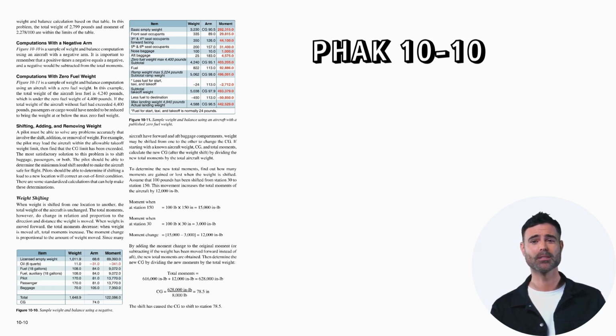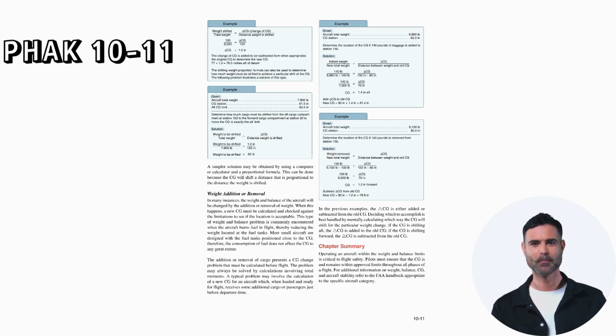Total moments equals 616,000 inch-pounds plus 12,000 inch-pounds equals 628,000 inch-pounds. CG equals 628,000 inch-pounds divided by 8,000 pounds, which equals 78.5 inches. The shift has caused the CG to shift to station 78.5. A simpler solution may be obtained by using a computer or calculator and a proportional formula. This can be done because the CG will shift a distance that is proportional to the distance the weight is shifted.